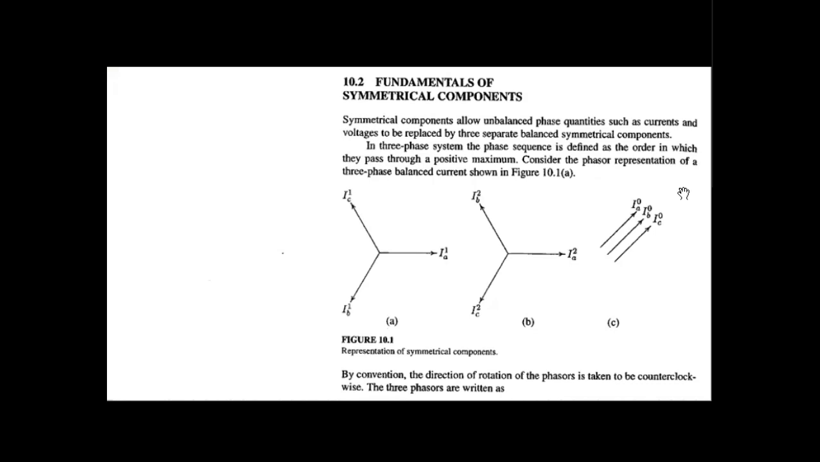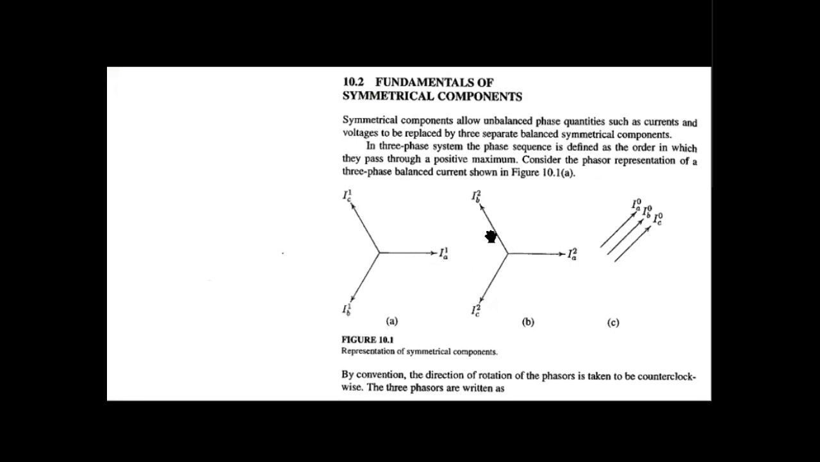It's clockwise, sir. ABC will be a clockwise sequence, right? So the first diagram is the positive sequence component because it is connected in clockwise sequence, and the mark denoted for positive sequence will be 1.